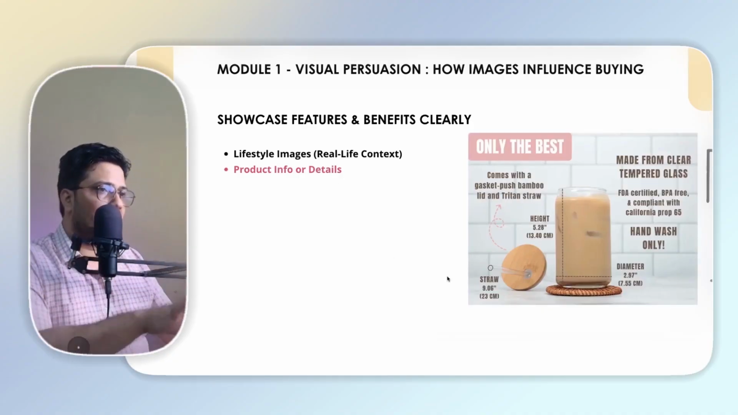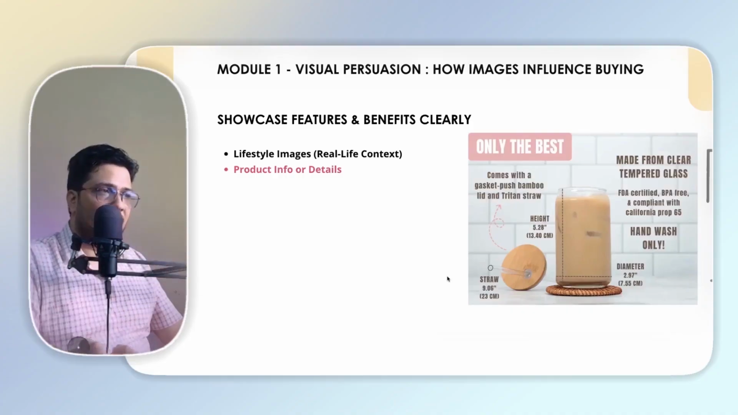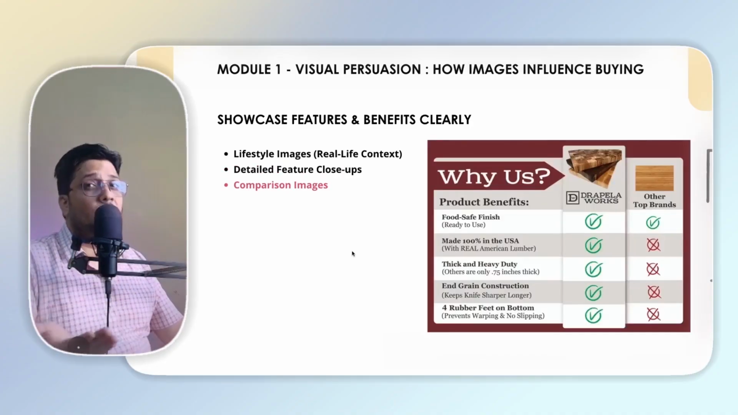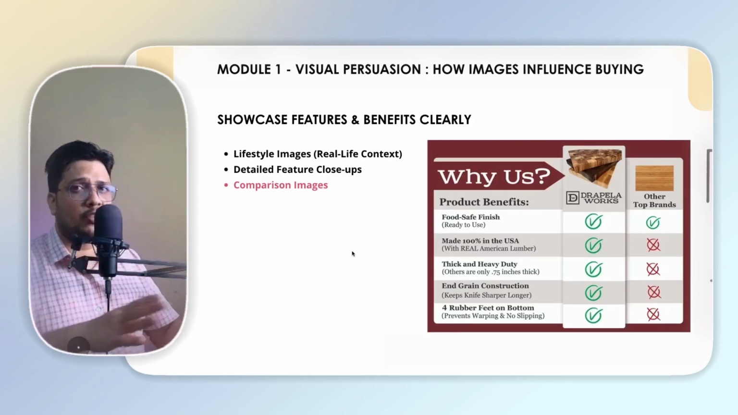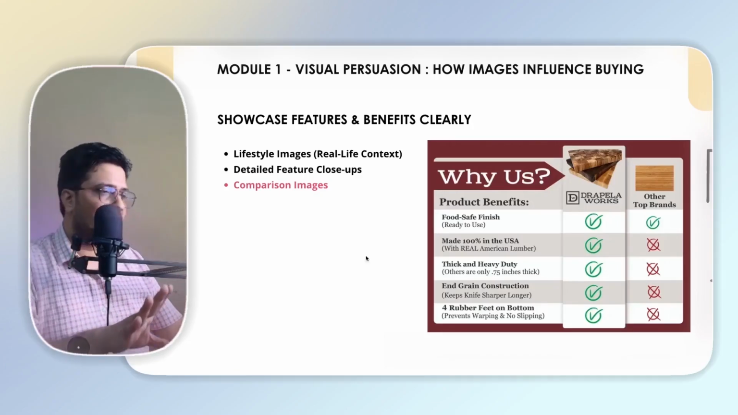Next you can use product info and details. Look at this image. It gives you the length of the straw and the quality of the glass. You can also use comparison images to differentiate your product from other stores. These are just examples. Let me walk you through them very quickly.